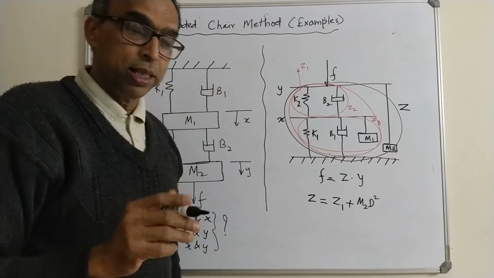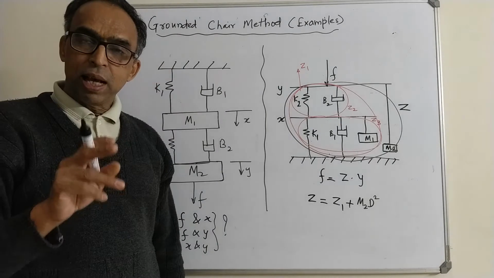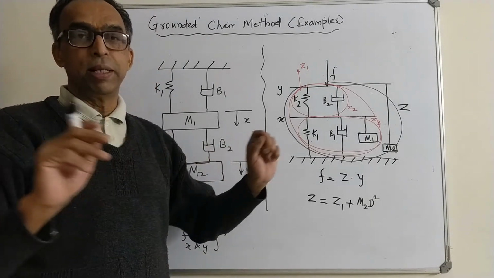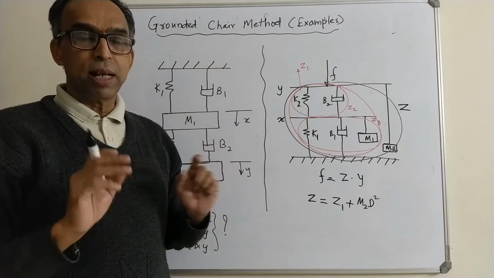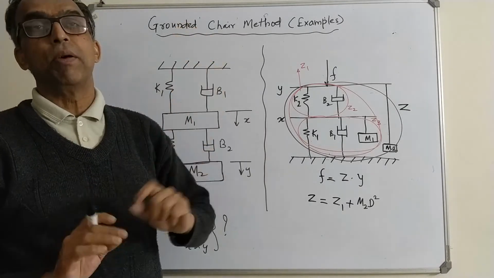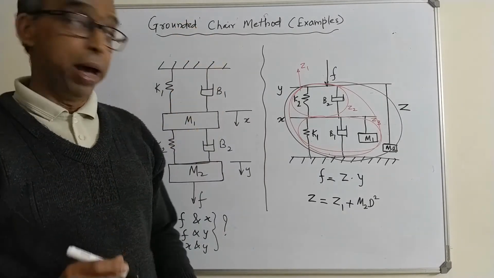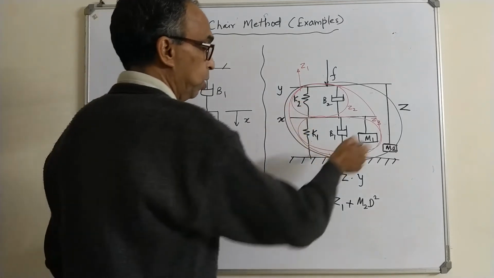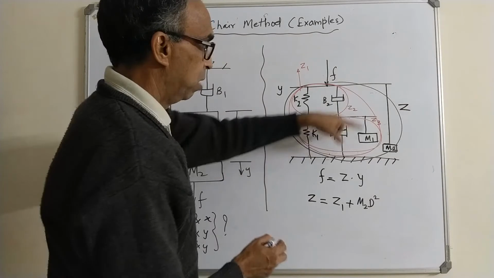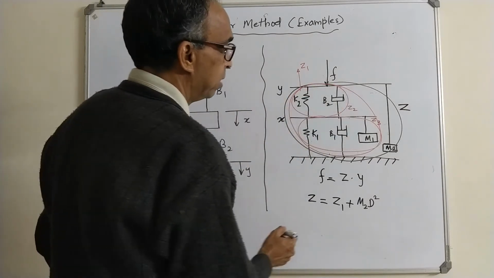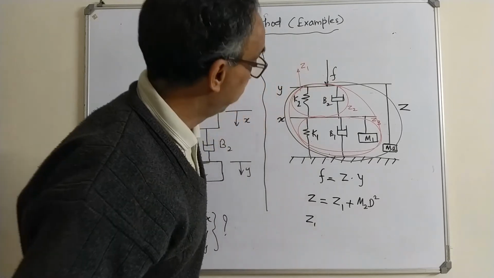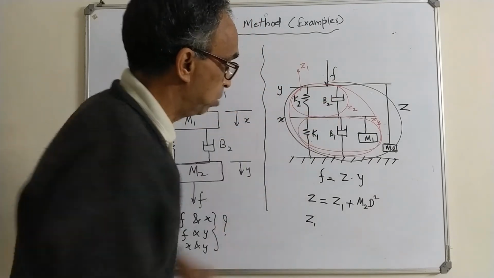So the rule says, if the elements are sharing the same displacement, they are called elements in series. If the elements are experiencing different displacements, we call them elements in parallel. Now Z2 and Z3 are in parallel. So how about Z1? Z1 is the entire thing. Z1 is a parallel combination of Z2 and Z3.